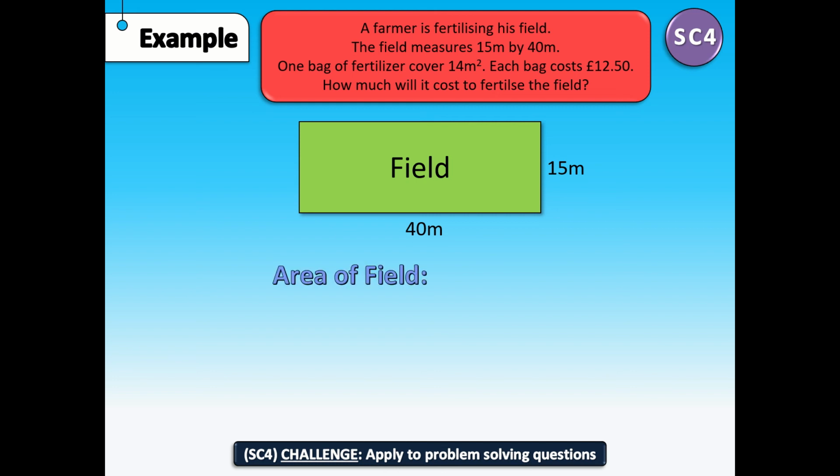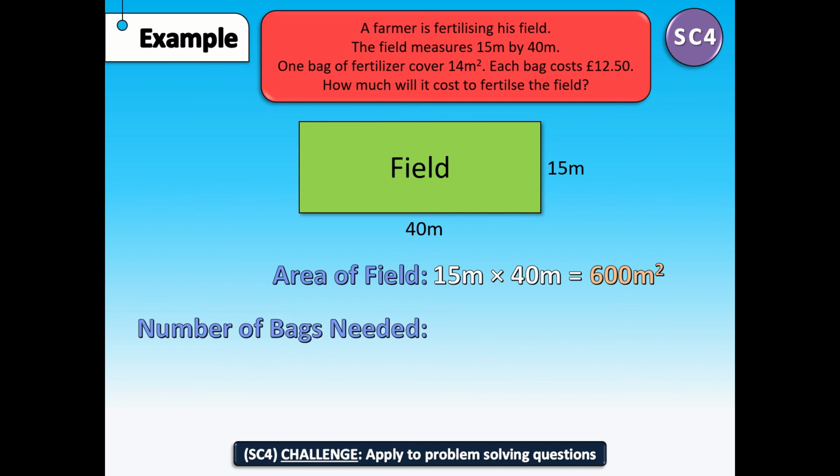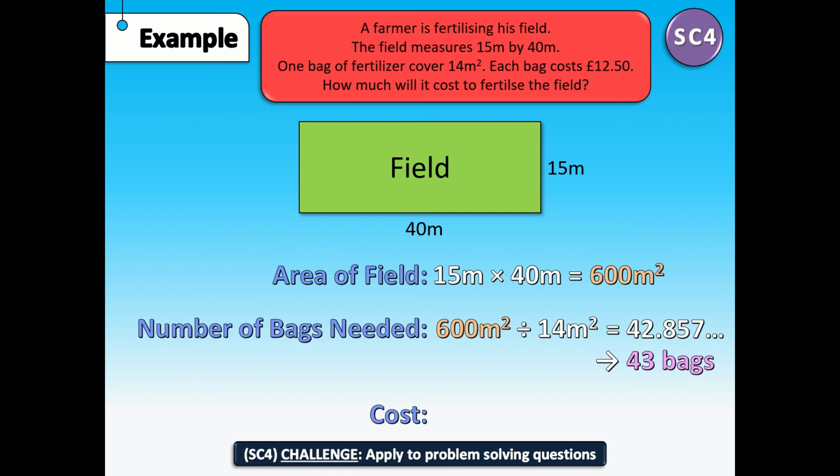So if we start by working out the area of the field this time, so the area of the field is 600 meters squared. The number of bags he's going to need, so we need to divide by 14 meters squared. So he's going to need 42.857 bags, so we round that to 43 bags. And each bag costs £12.50, so 43 bags will cost £537.50.